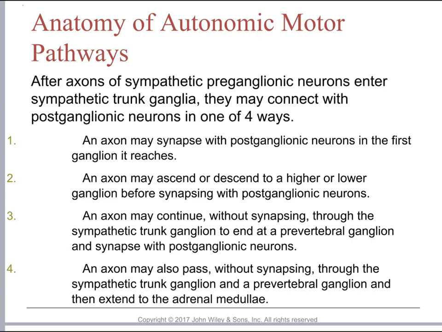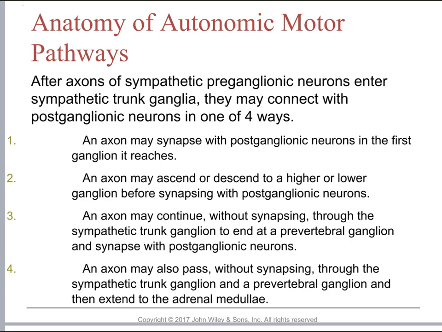Number 3, an axon may continue without synapsing through the sympathetic trunk ganglia to end at a prevertebral ganglia and synapse with postganglionic neurons. Number 4, an axon may also pass through the sympathetic trunk ganglia and a prevertebral ganglia without synapsing and extend directly to the adrenal medulla.